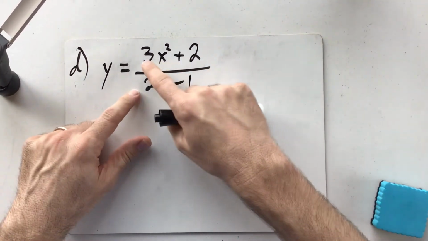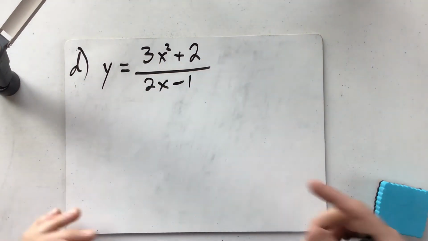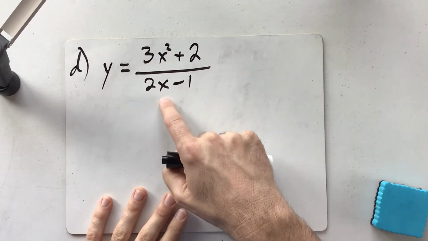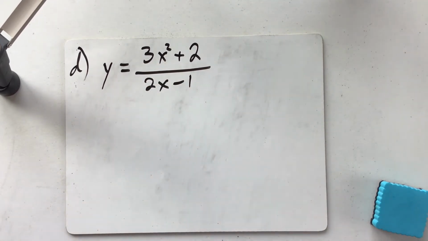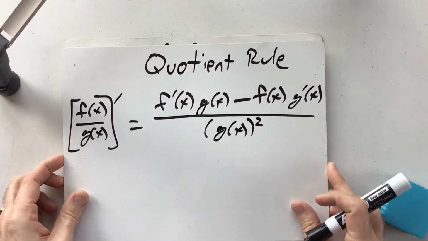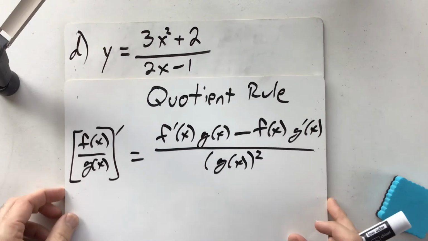Again, you can't just write the derivatives. So it'd be real tempting to write something like 6x divided by 2, but that's breaking all the rules, okay? Every time we have division or multiplication, the only option is to use the quotient rule. So we go look at our quotient rule formula and remember what there is.